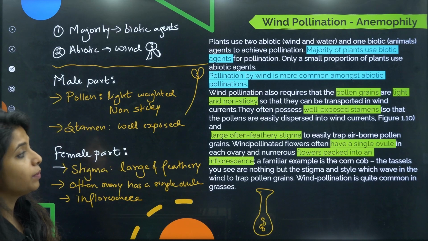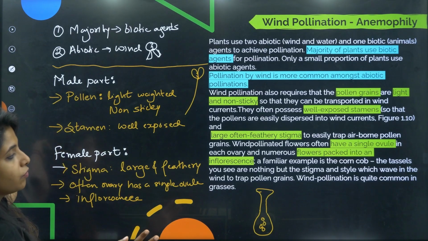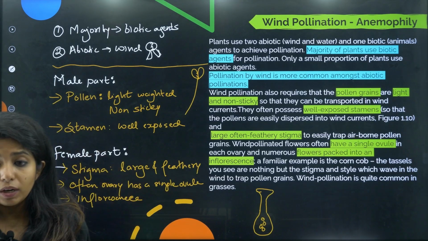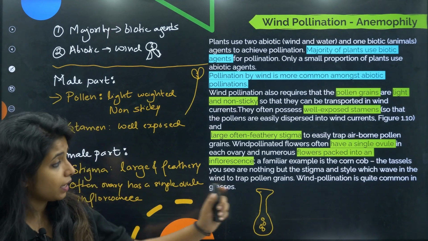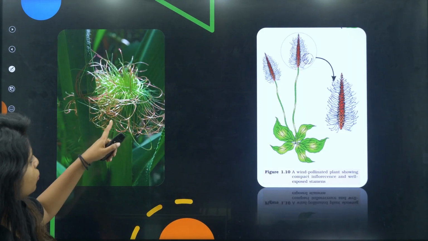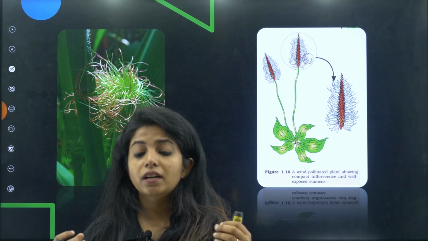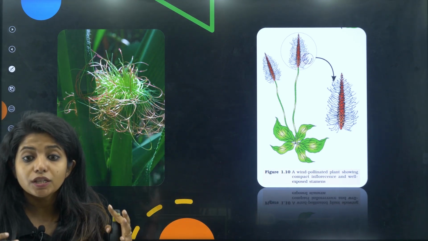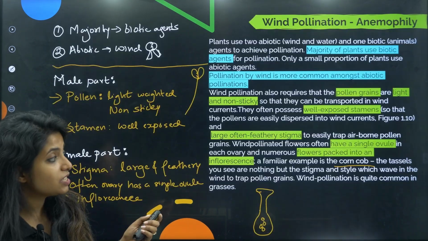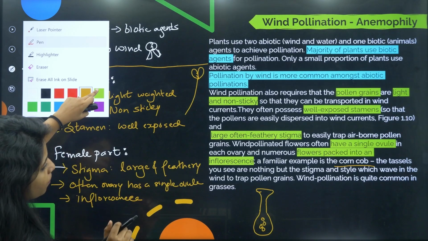Now, a familiar example is the corn cob. The tassels you see are nothing but the stigma and the style, which wave in the wind to trap the pollen grains. So, as I said, the stigma will be large and feathery, and they have given the perfect example as well, that is the corn cob. Over here I have the picture of it. The yellow colored thing that you see in the corn is nothing but the stigma and the style, and this is used for trapping the pollen grains. So, please remember this very important thing. Write it somewhere. I will write it here itself as important.